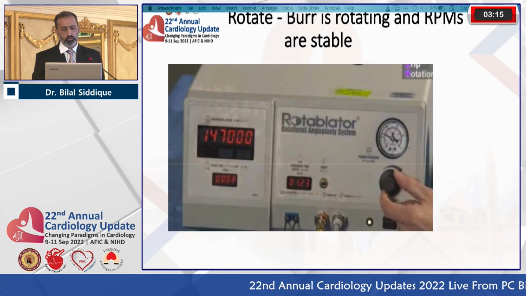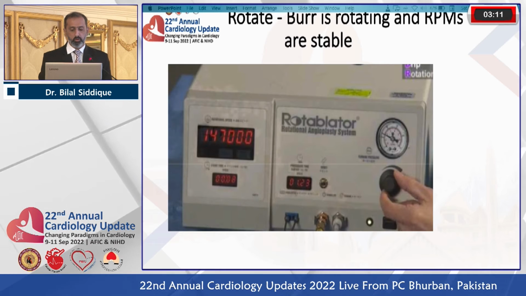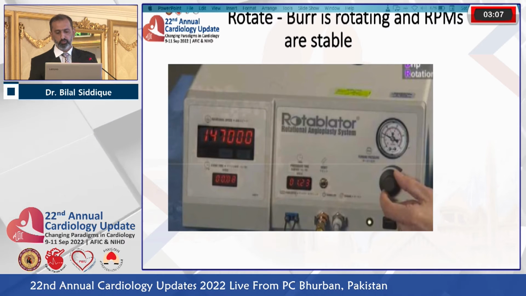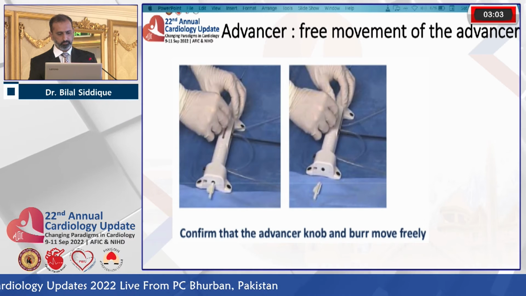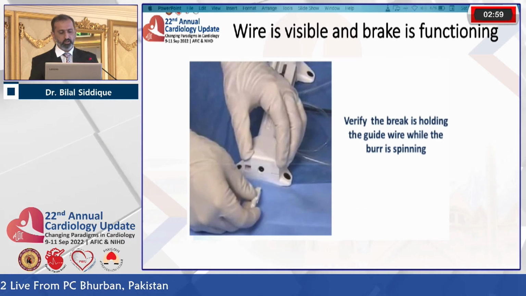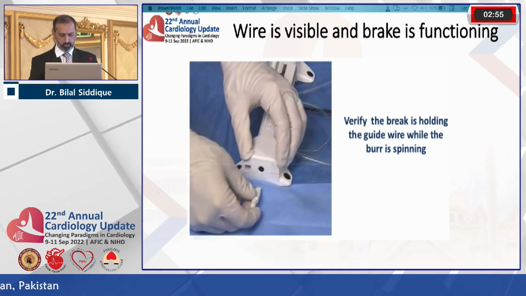Before inserting the rotaburr inside the body, check that the console is actually giving the required rotations to the rotaburr. While checking for the rotation of the rotaburr, keep it away from the gauze. Check for the advancer free movement. Also check if the brake defeat button is working and the wire is placed at the back end.